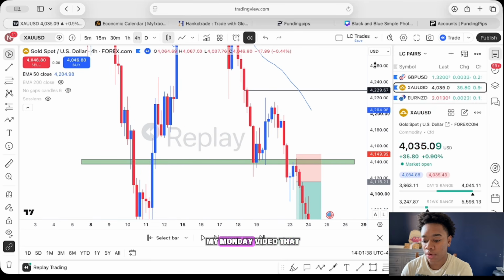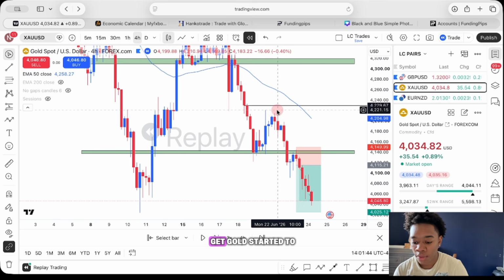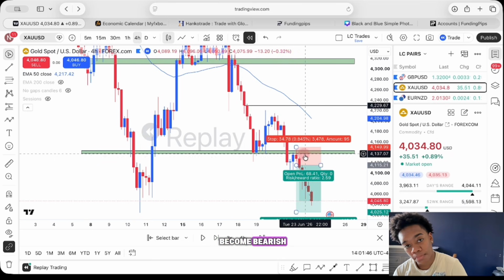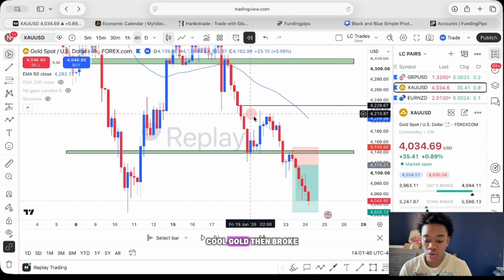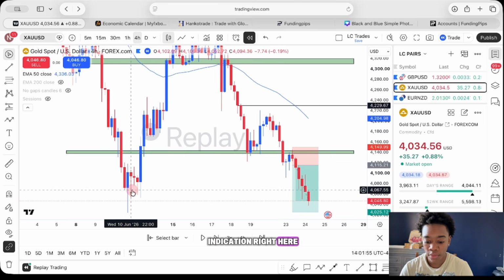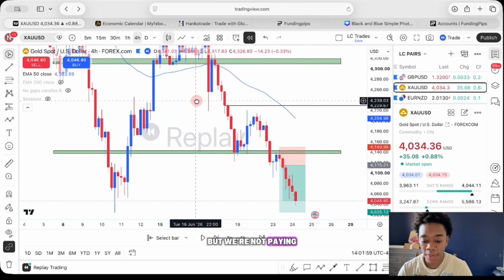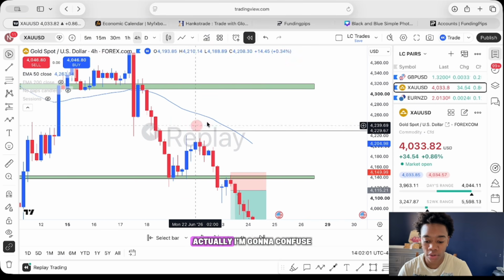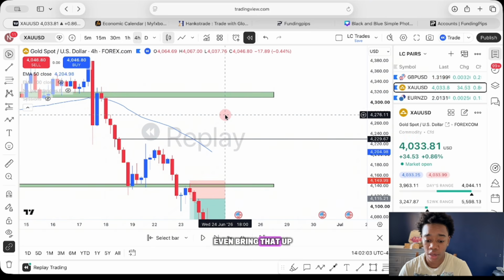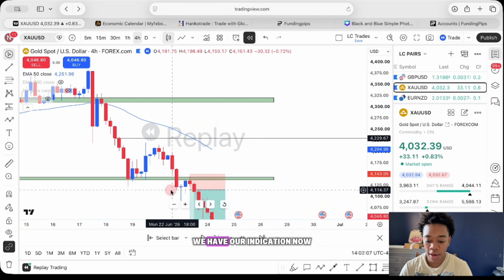Remember I said in my Monday video that gold was 6-7 and I didn't know if I wanted to buy or sell it. I had to wait. So we waited. And what did we get? Gold started to become bearish. Cool. Gold then broke our swing low. Basically, we have our indication right here. This monstrous correction, but we're not paying attention to that. Actually, I'm going to confuse you guys, so let me not even bring that up. We have our swing high, we have our swing low, we have our indication.